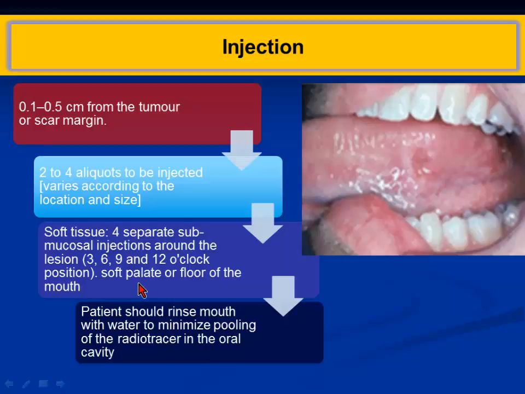If you have 4 injections, it will be 0.1 into 4, and the patient should rinse the mouth and not swallow it. Once they swallow it, it becomes a problem because everything goes into the esophagus, and it becomes challenging to localize the lymph nodes. They just rinse the mouth and throw the water out. Those are the 4 injections we give.